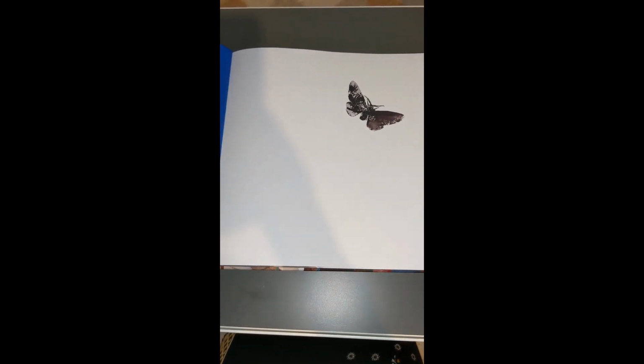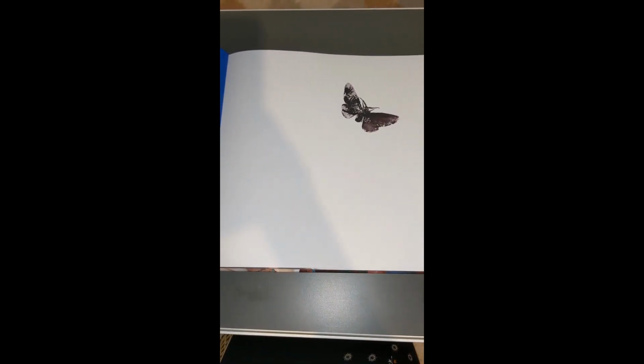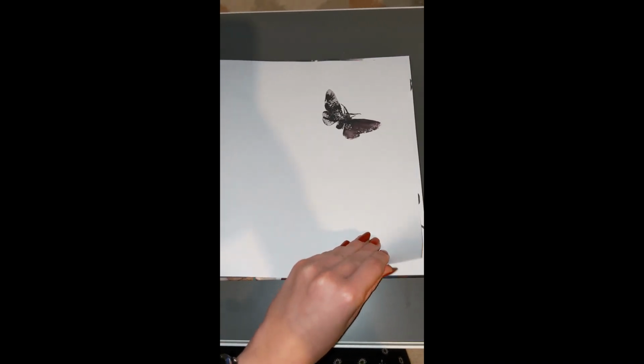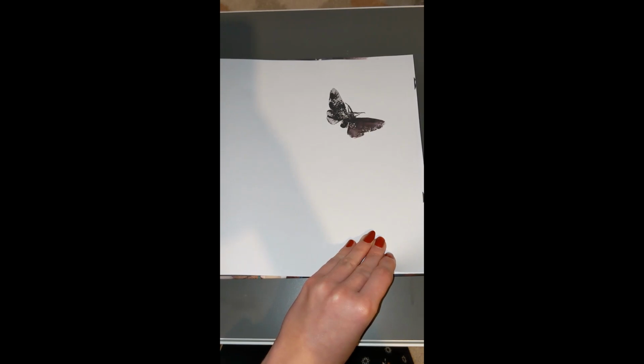Have a think now. They must have left it blank for a reason. I can't wait to turn the page and find out where this moth is going to take us.